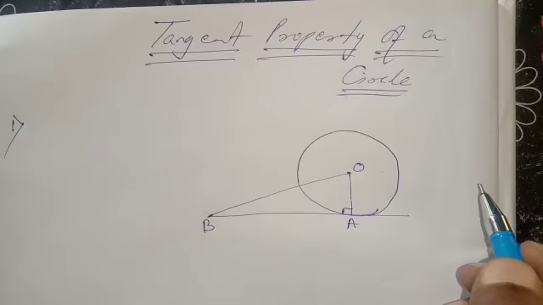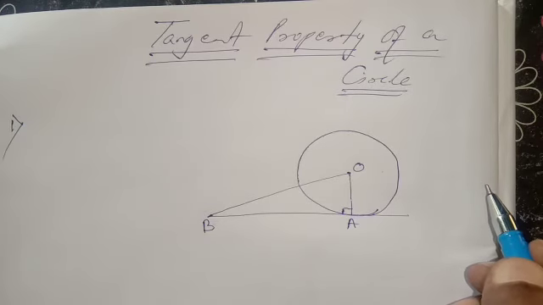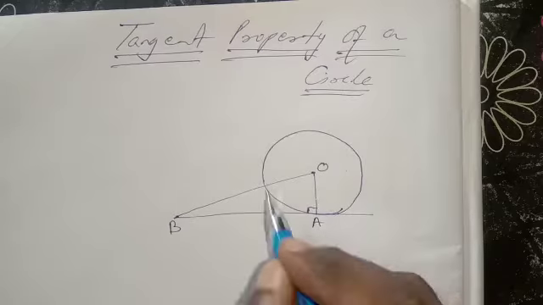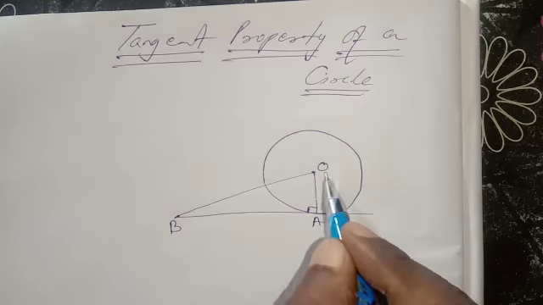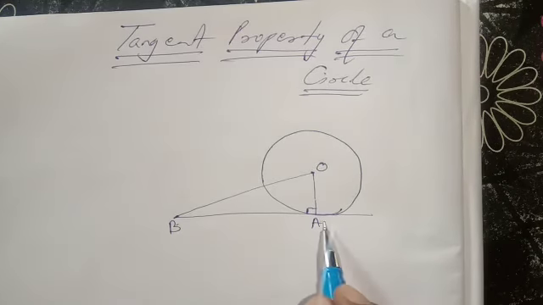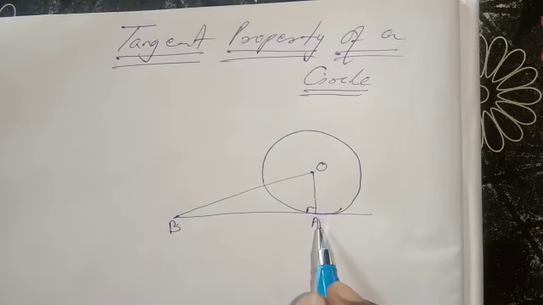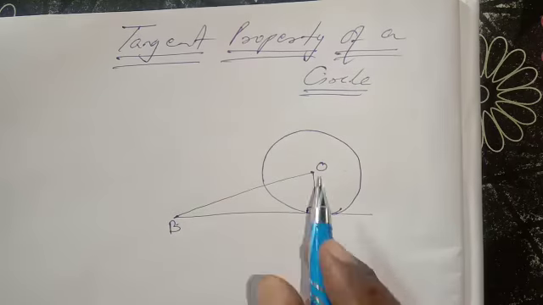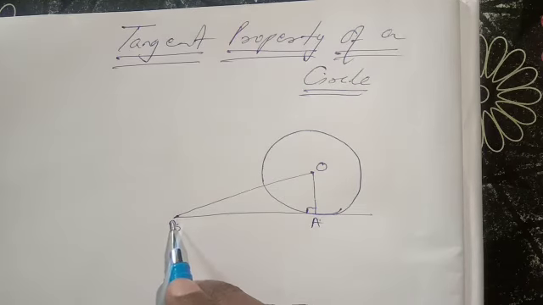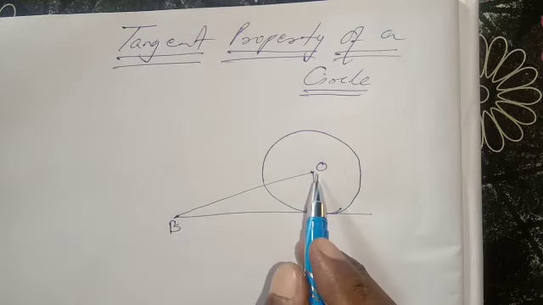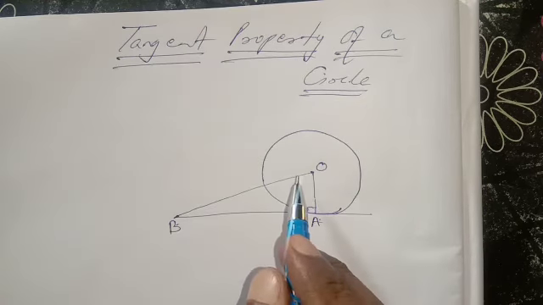Good morning to all. Let us discuss today the tangent property of a circle. This is a circle. O is the center of the circle. B is the tangent to the circle at the point of contact A. OB is the distance of the point B, the exterior point, from the center O. This distance is given as 17 centimeter.